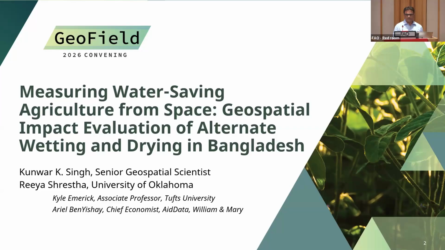Millions of farmers depend on irrigated rice production for their livelihood and food security. However, increasing pressure on groundwater resources, rising energy costs, and climatic variability make efficient water management more important than ever. This raises a fundamental question: can farmers reduce water use without compromising agricultural productivity?